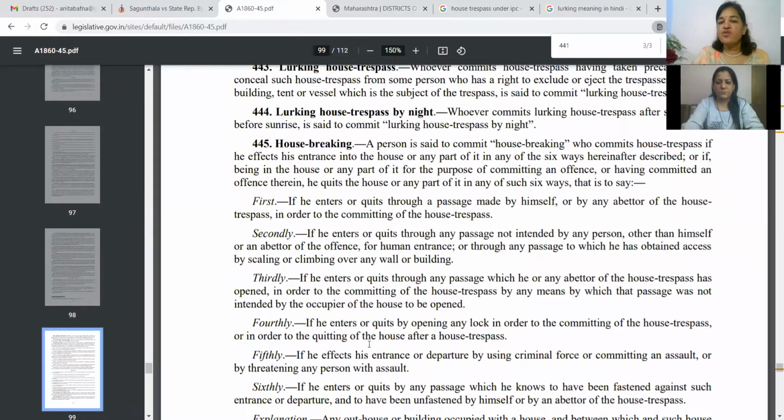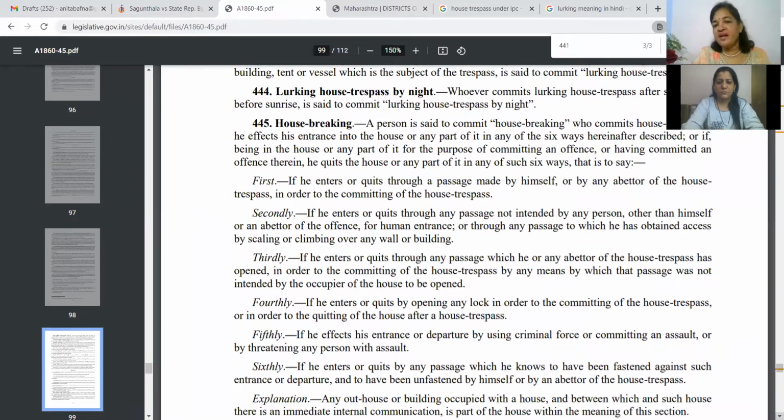If he enters or quits by opening any lock in order to the committing of the house trespass or in order to the quitting of the house after a house trespass, ये वापस पहले आ गए एंट्री और फिर बाद में कहीं छुपके से निकल गए.